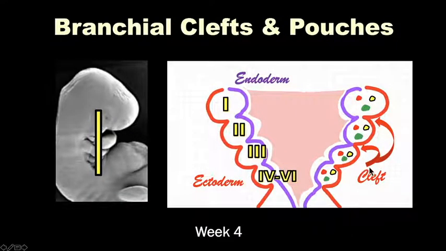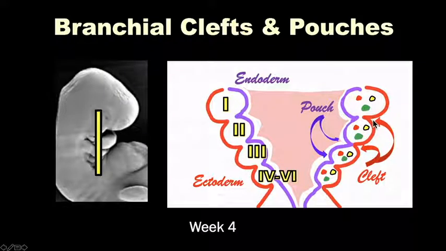The folds in between the arches are called clefts or grooves on the outside and pouches on the inside. So there's 4 paired pouches and clefts, and the first cleft and pouch will be just inferior to the first arch, and so on down the line.